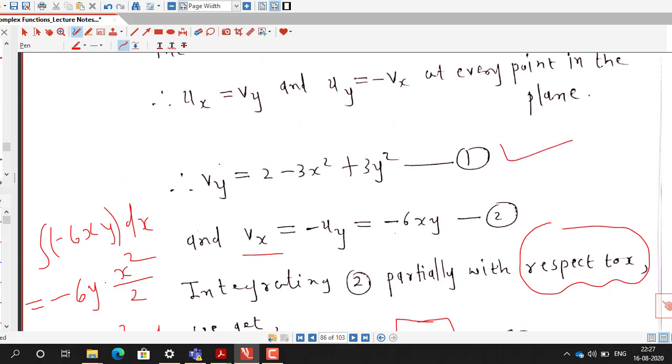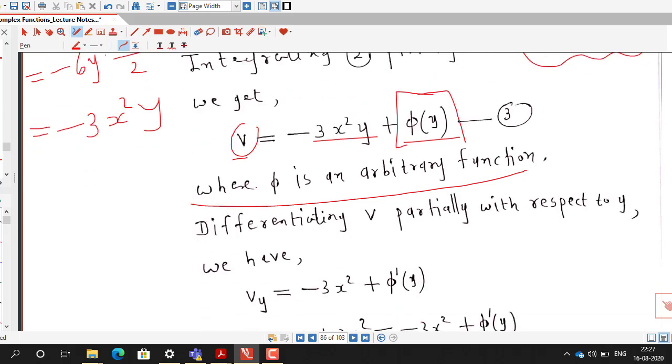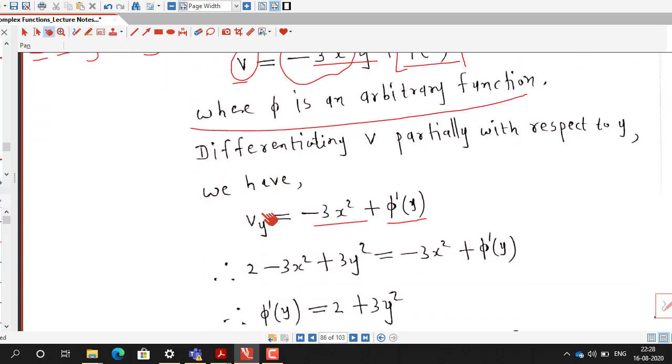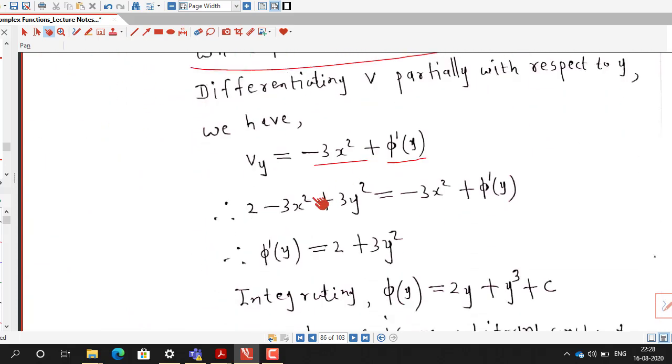In first equation we have value of del v by del y. So first we differentiate this equation 3 with respect to y. So it is del v by del y equal to minus 3x square constant and derivative of y is 1, and this is function of y only, so its derivative is d phi by dy, that is phi dash y, and then we put value of del v by del y. Del v by del y is 2 minus 3x square plus 3y square, so that value is written here.